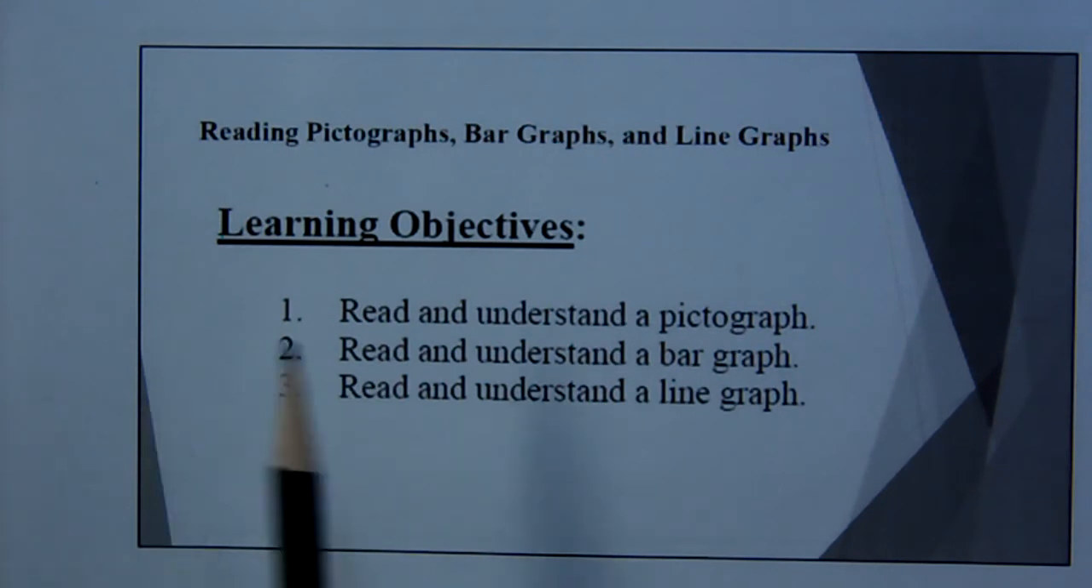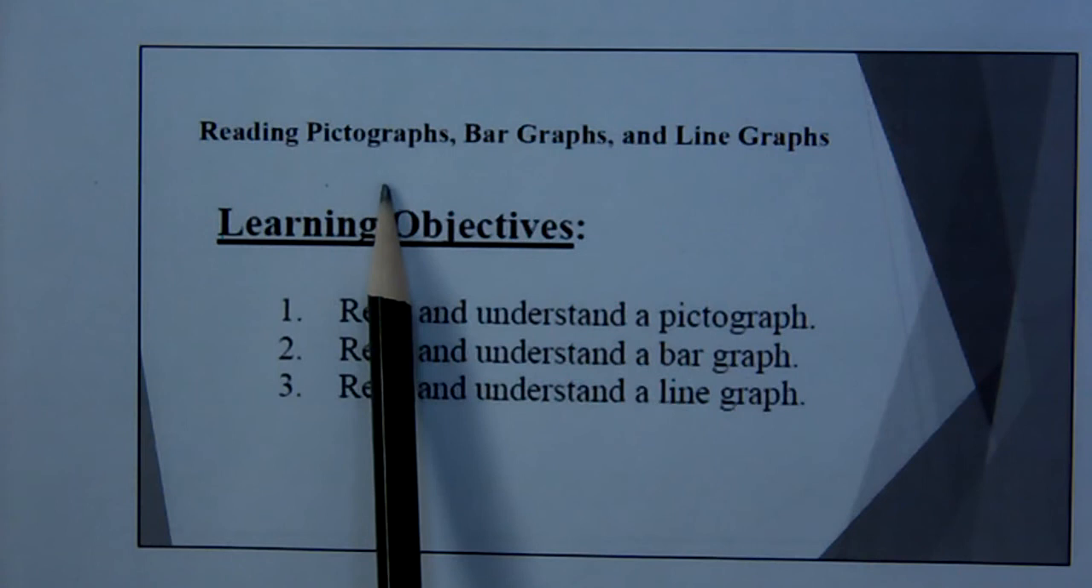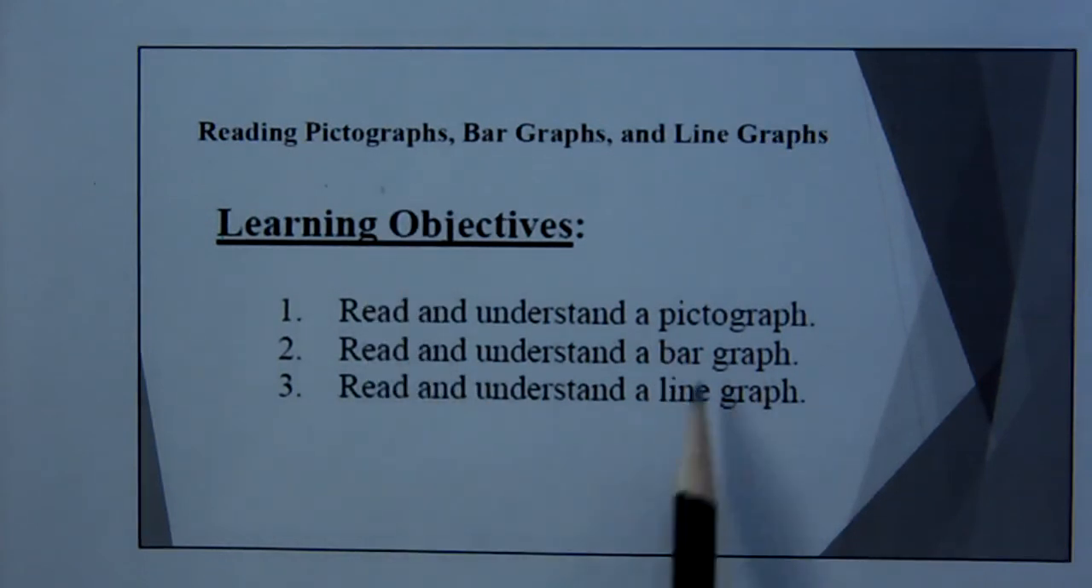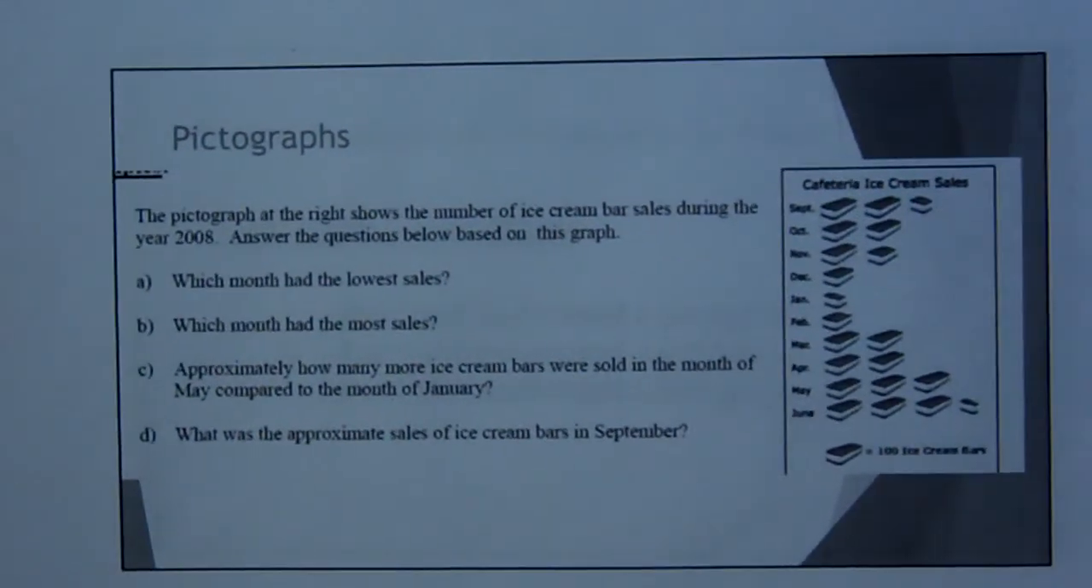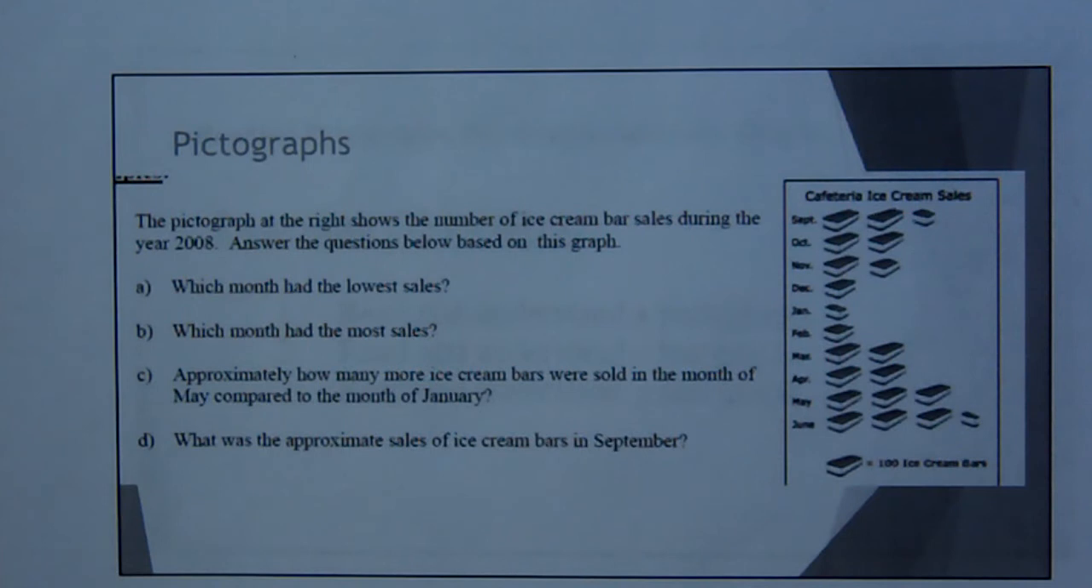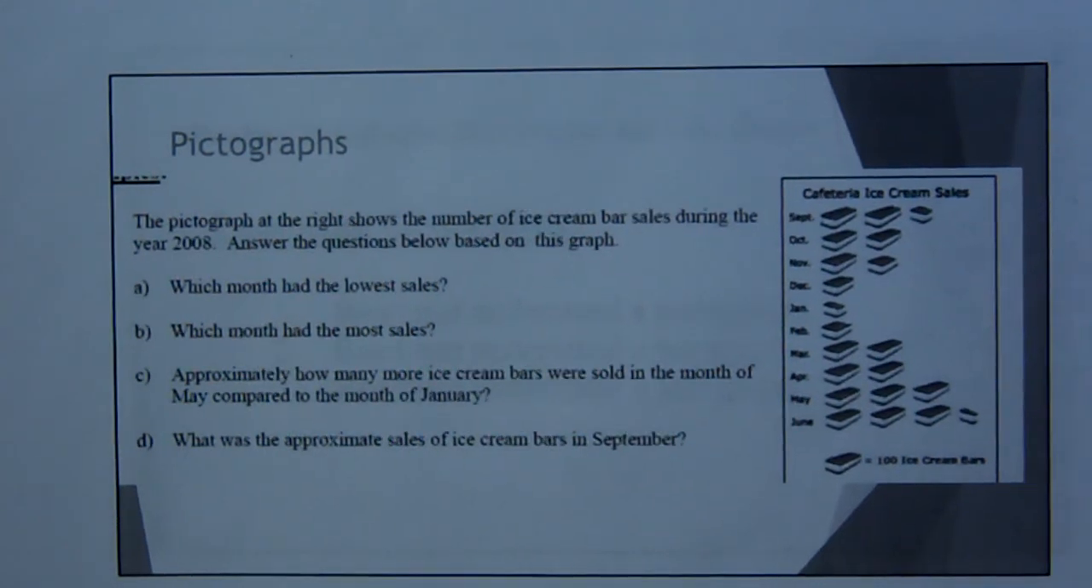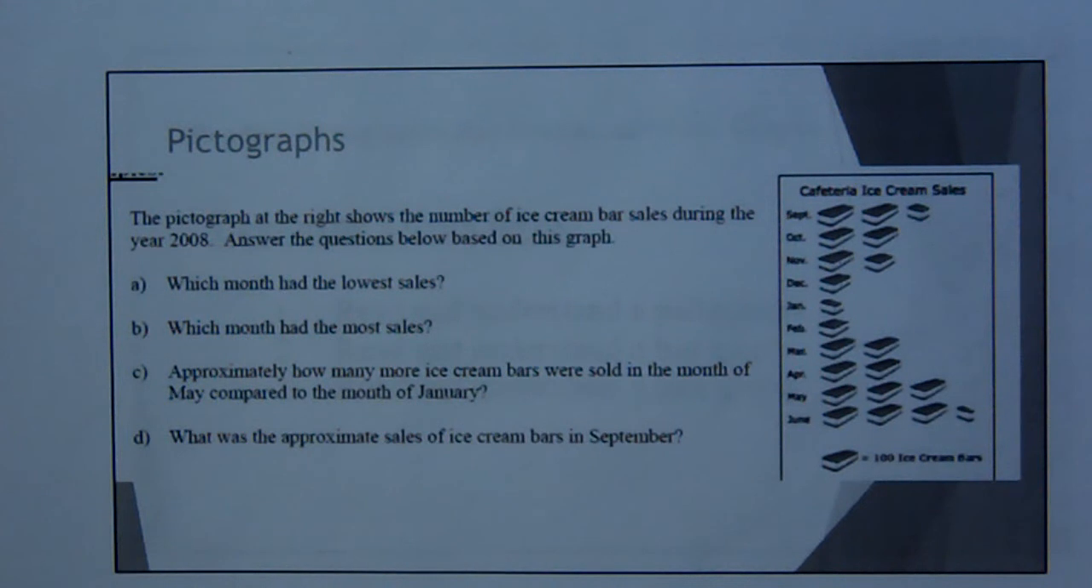Today's topic is reading pictographs, bar graphs, and line graphs, and you want to read and understand how to use these. A pictograph is a graph that uses pictures or symbols. It displays information that can be compared easily. However, once a symbol is used to represent a certain quantity, it can be difficult to determine exactly the amount represented by a fraction of a symbol.